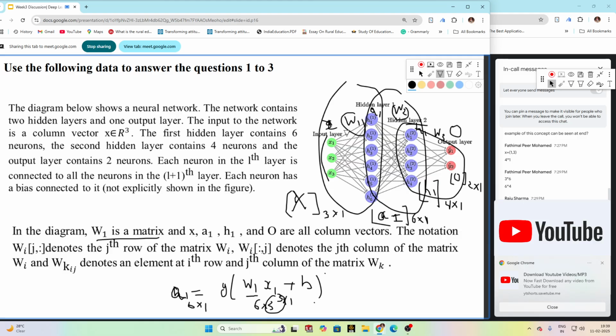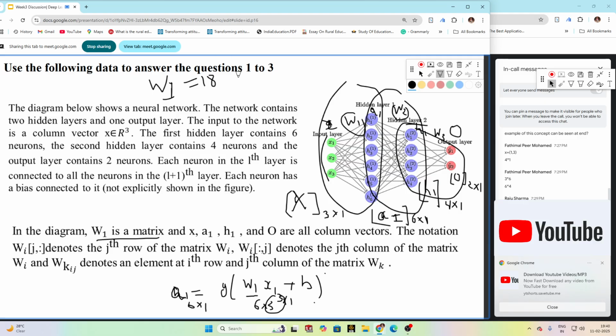So how many weights are there? Just first calculate how many weights are there. In the W1 matrix, 3 neurons are connected to 6 neurons. So how many elements do we have? We have 6 cross 3 elements. That means we have 18 elements. So 18 weights between the input layer and the first hidden layer.